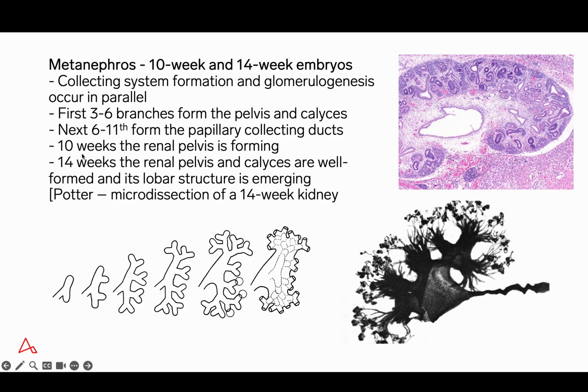By 10 weeks, the renal pelvis is forming, and we can see this here on the upper right, where we have the renal pelvis, while this 10-week embryo is undergoing glomerulogenesis. And by 14 weeks, the renal pelvis is well formed, as shown in this microdissection here, where we have the renal pelvis, we have major calyces well delineated, and just beginning formation of the minor calyces with a number of glomeruli already formed.